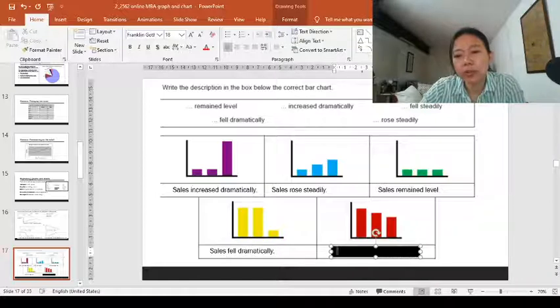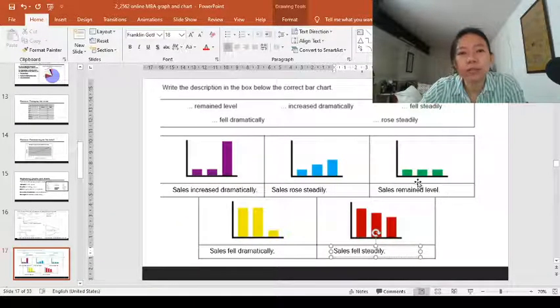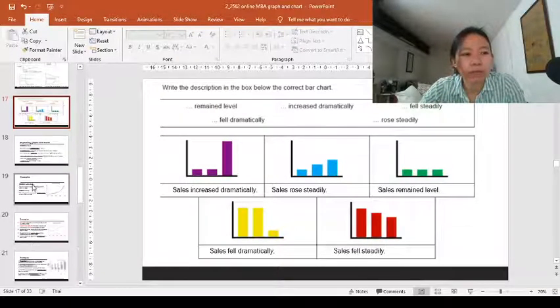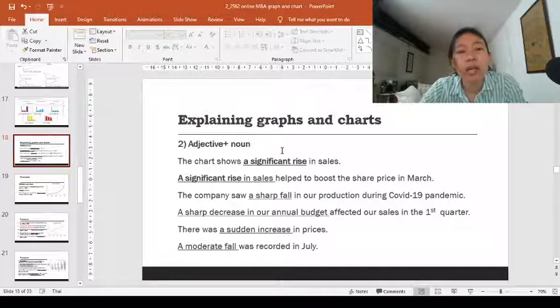And then here we also see the downward trend, so you can use sales fell steadily. So these are examples of how you can use subject, verb, and adverb to describe a graph and chart. Apart from this, we also have noun phrases with adjective and noun to explain graphs and charts as well. So let's look at the examples together.